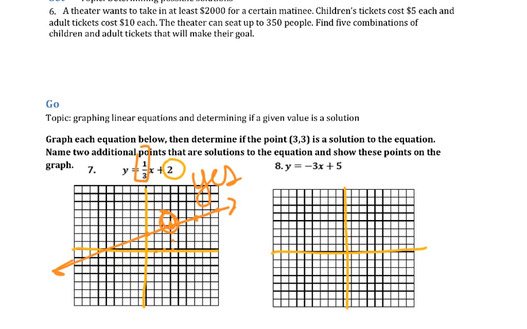Okay, I do 8. So we start at 5, my y-intercept. Slope of -3, so we make it -3 over 1. We go down to the right, down 3 to the right 1. Okay, so there's my line right there. Plot the point (3, 3), which is right here. So it's not a solution. Okay? Alright guys, there we go for that one.